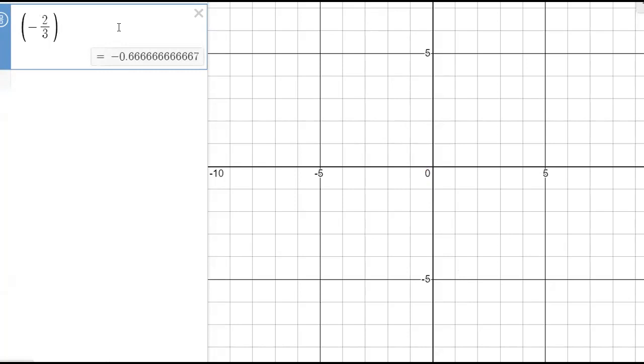Now, I need to multiply this by -3. So in parentheses right beside it, I'm going to put in -3. And then it's going to spit out the answer at the bottom of the box. What does it say? +2. Yeah, because the negatives cancel out, right? So that's another way you can do it. You can use Desmos, and the fractions are really simple there.